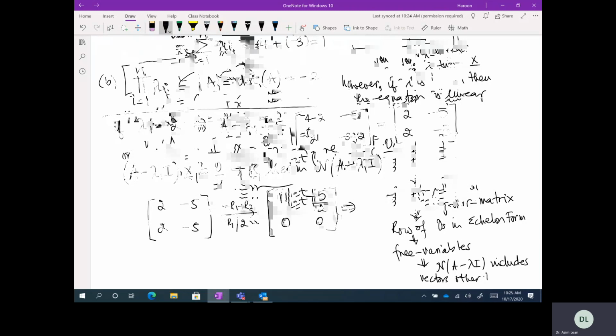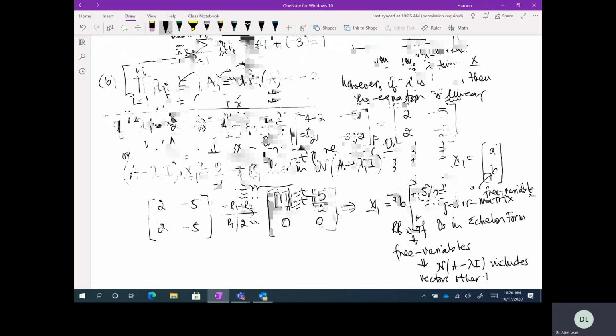So this is the pivot, and if x1 has elements a and b, then this is the free variable. So I have my answer in terms of the free variable. So this implies x1 equals b.